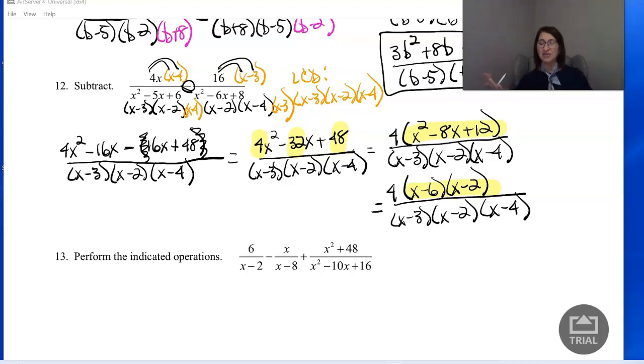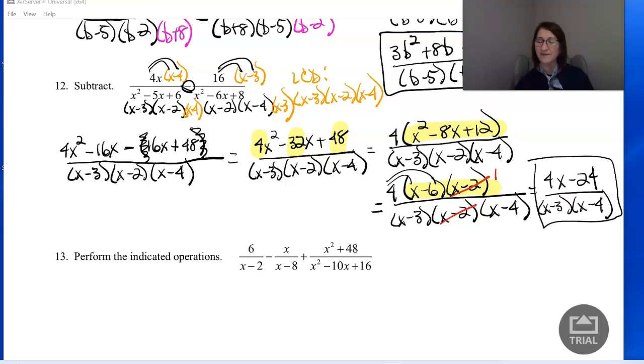Right now, what I need to do is look to see if I can reduce, and I can. The x minus 2's get reduced, and so then my final answer is going to be 4x minus 24, so I just distributed that 4, over x minus 3, x minus 4. That is my final answer. Crazy. That's a big one.